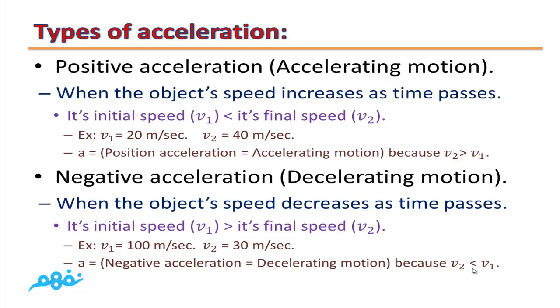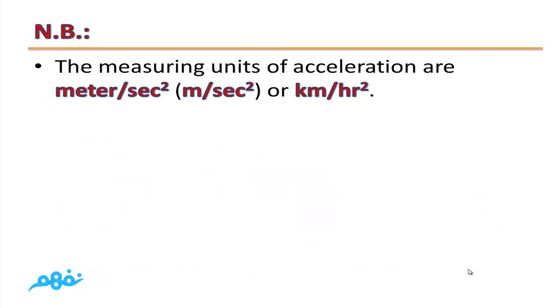This happens when a car is moving and the driver presses the brake, so the speed of the car decreases gradually until it may stop. Note the following. The measuring units of acceleration are meter per second squared or kilometer per hour squared.